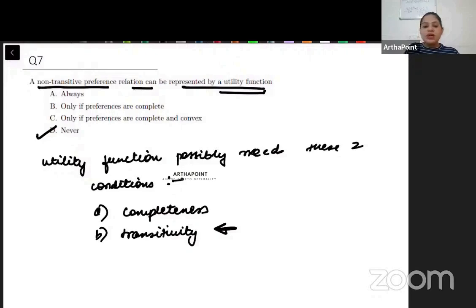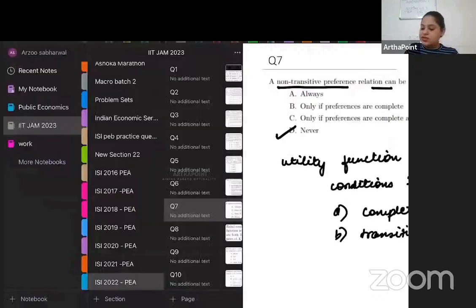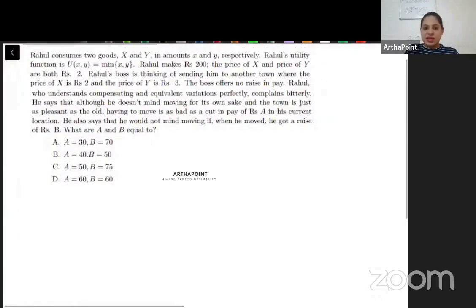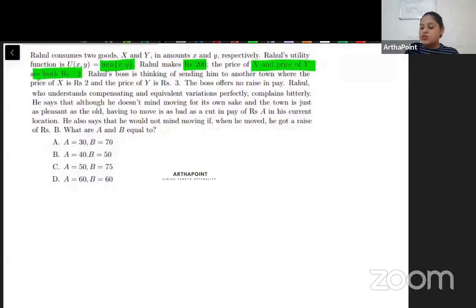So now let's go to the next question, question number 8. This is the last question I'm going to take. So Rahul consumes two goods X and Y in amounts X and Y respectively. Rahul's utility function is given by min of XY. Rahul makes rupees 200. The price of X and price of Y both are 2. Rahul's boss is thinking of sending him to another town where price of X is 2 and price of Y is 3. He offers no raise in pay.